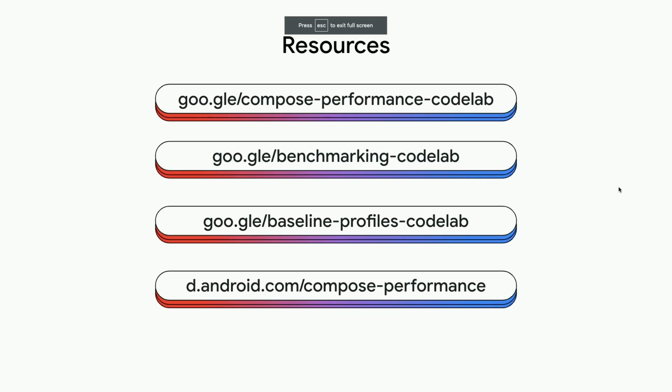And with that, that brings us to the end of the CodeLab. So we only showed you a small portion of the things you might run into in the real world, but we hope the techniques we showed are generic enough to apply to whatever situation you end up in. If you found this interesting, here's some more CodeLabs. We've got how to write benchmarks, how to add a baseline profile to your app, and of course, just our compose performance documentation.